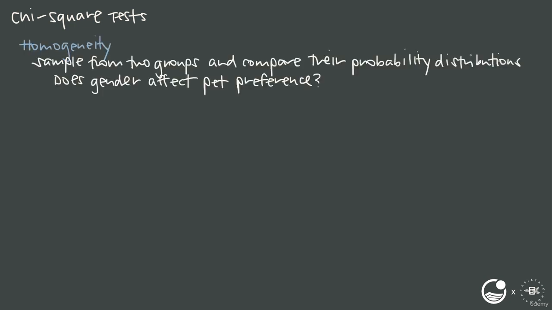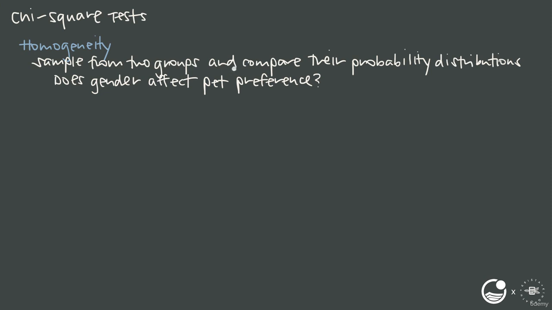Earlier, we briefly mentioned the chi-square test statistic, and now we want to look more at chi-squared tests. There are many different kinds of chi-squared tests we can perform. We'll look at 3 of them, and then in particular, we'll focus on one. So one kind of chi-squared test that we can do is a chi-squared test for homogeneity, where we take a sample from 2 groups and essentially compare their probability distributions.